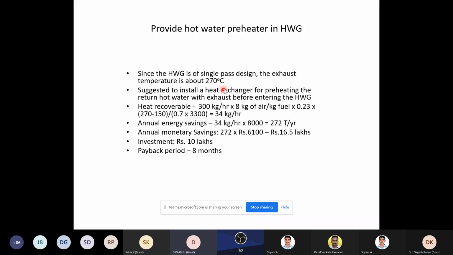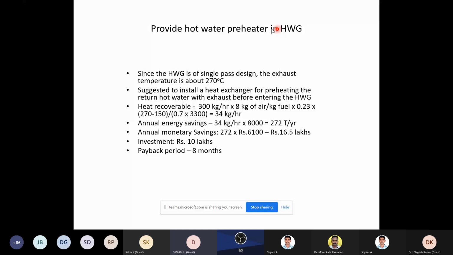Now here we are putting a heat exchanger to recover the heat. Since the fuel is cheap, they assume that you can keep a higher temperature in the exhaust. But by recovering this heat, by providing one more heat exchanger for preheating the hot water in circulation. From the hot water generator, it gets heated up to 130, 150 degrees. It goes to the dryer, comes back at about 90, 95 degrees. So this is a circulation that is taking place.